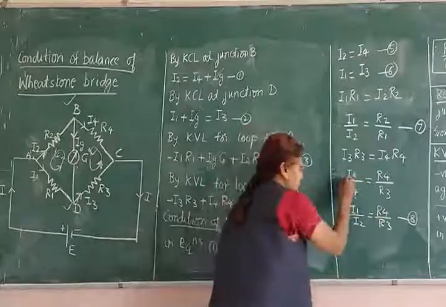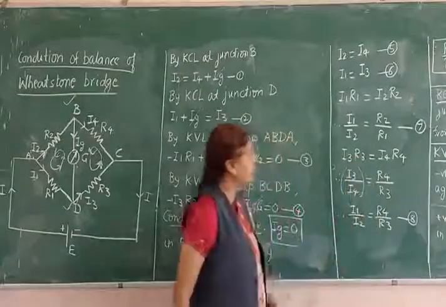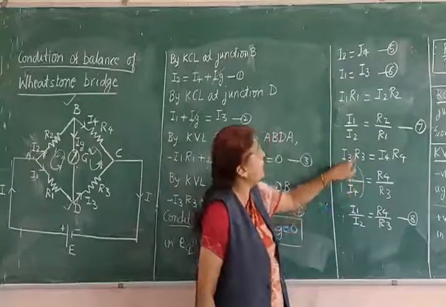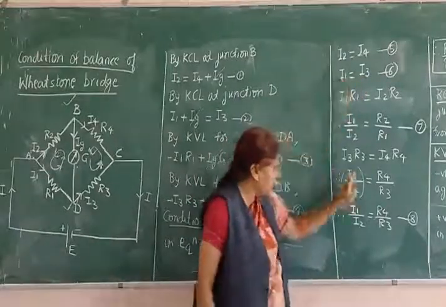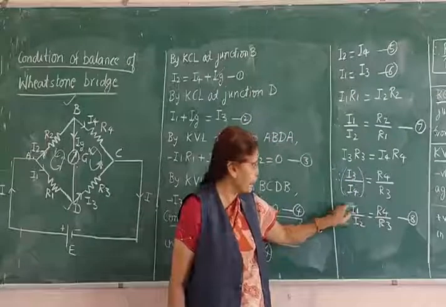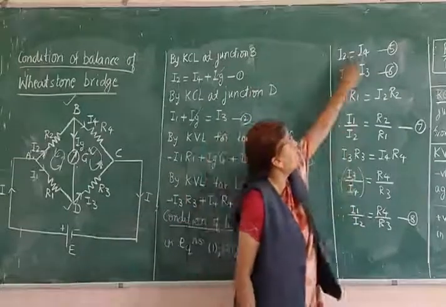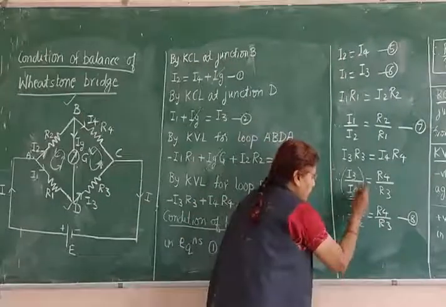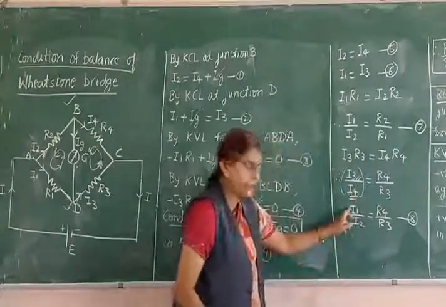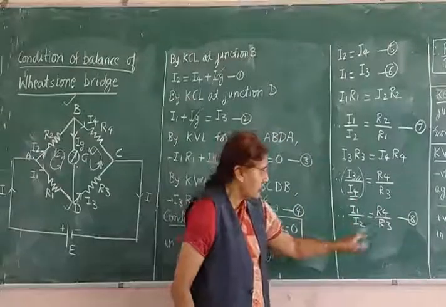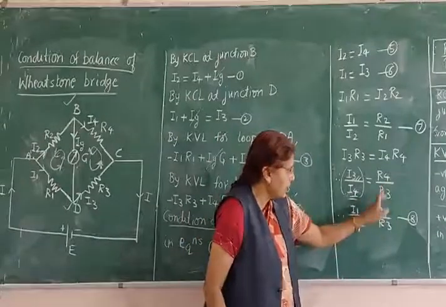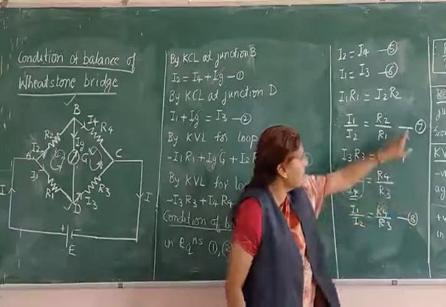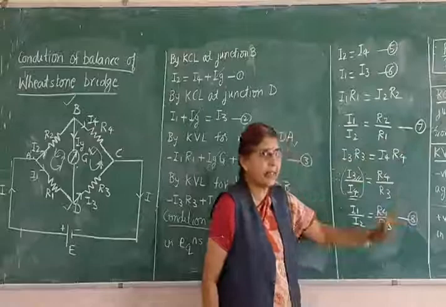Now for the term I3 upon I4, I shall make use of equations 5 and 6. What is I3 current? I3 is equal to I1. What is I4? I4 is equal to I2. So I have substituted for both I3 and I4, and I get I1 upon I2 is equal to R4 upon R3. Let me call this equation 8. This is equation 7 and this is equation 8.